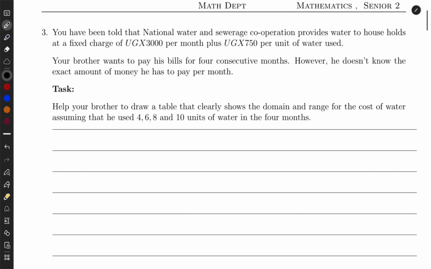Yeah, we can also go through number 3, which is a case study, and this is how your questions in exams will look like. Okay, the first thing is to read the question and understand. You have been told that the National Water and Sewage Corporation provides water to households at a fixed rate of this per month and this per unit of water used. Your brother wants to pay his bills for 4 consecutive months. So I'll note down that. However, he does not know the exact amount of money he has to pay per month. Help your brother to draw a table and clearly show the domain and range for the cost of water, assuming that he used 4, 6, 8 units. So meaning, if I'm to get the cost of water, it's given by the total cost.